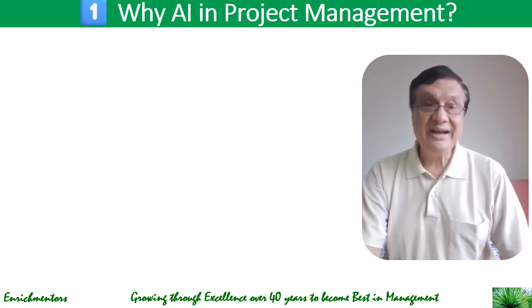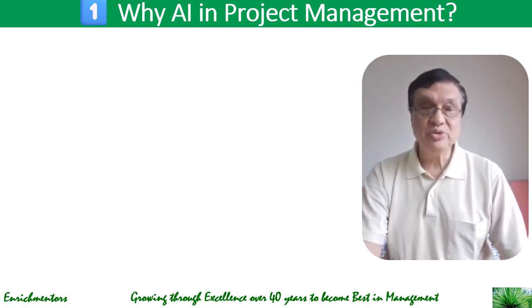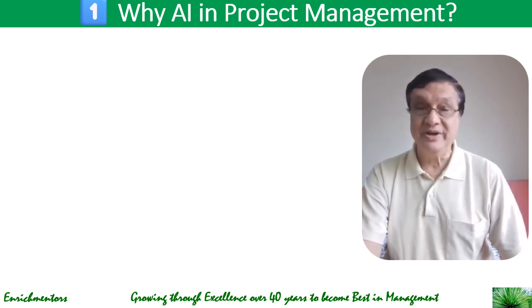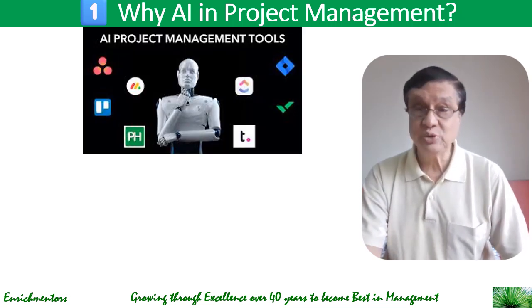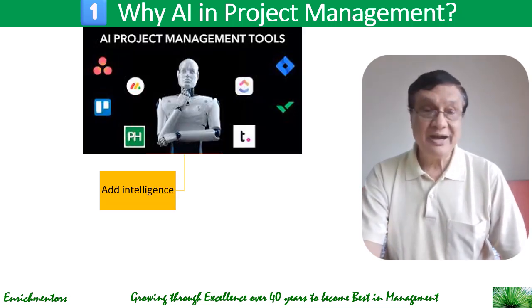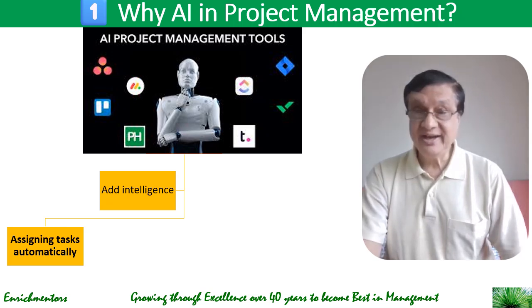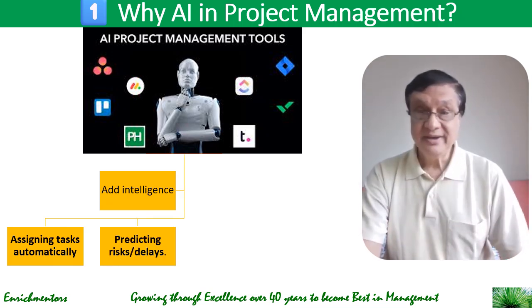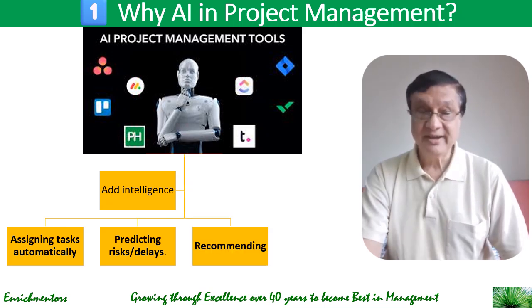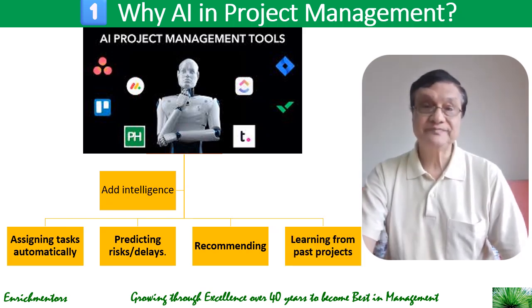Before we do, let's understand why we need to use AI in project management. The traditional tools like MS Project, Trello, and Asana require manual updates. AI-enhanced project management tools add intelligence by assigning tasks automatically based on workload, skills, and deadlines. They predict delays and risks before they actually happen, and recommend reallocation of resources to keep projects on track. They also help learn from past projects to improve estimates.